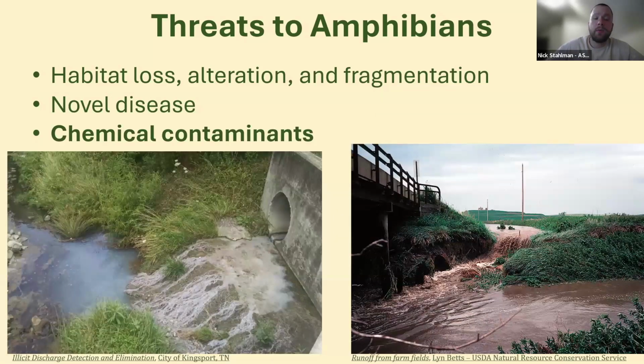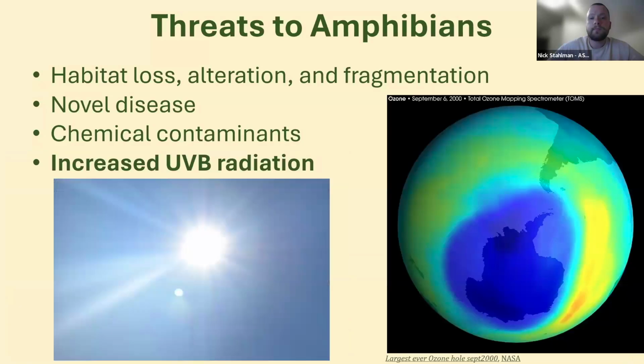Chemical contaminants. So amphibians are bioindicator species, which means they can indicate whether an ecosystem is healthy, mainly due to their sensitive skin. So chemical contaminants from agricultural runoff or improper disposal practices really harm amphibian populations. They're also sensitive to an increase in UVB radiation. UVB is the high energy radiation from the sun, and it's linked to damaged skin cells and all that.